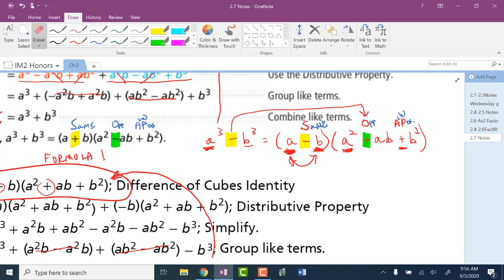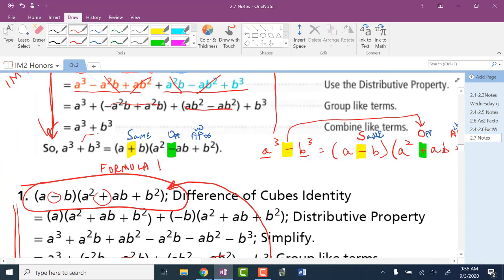That is the formula. Okay, so I'm going to erase these. Okay, put that right there. Same. Opposites. Always positive. Perfect cube of the first plus the perfect cube of the second, perfect cube squared, the two cubes multiplied together, last perfect cube squared. That's the formula, and that's how we would verbalize it.